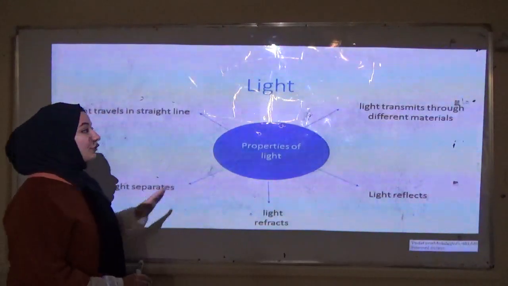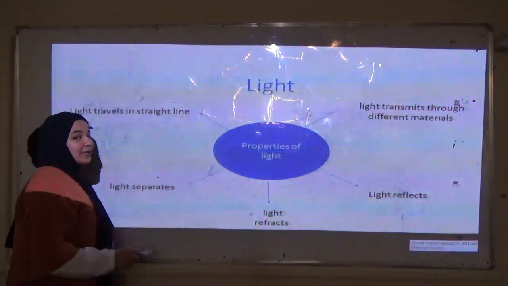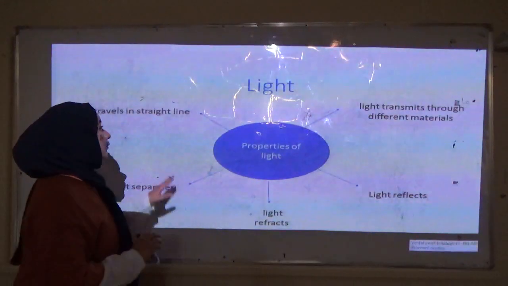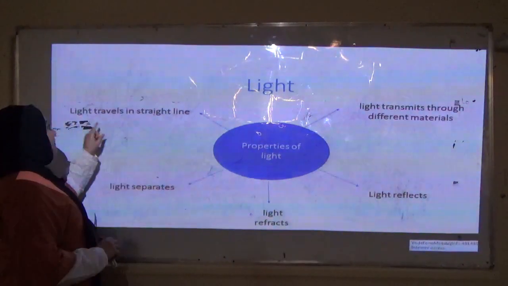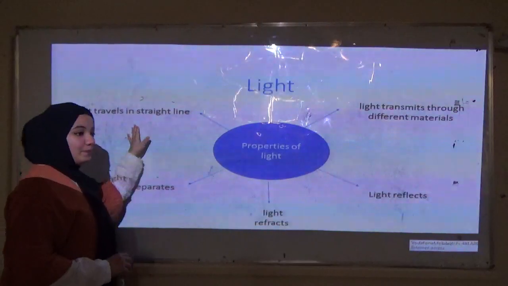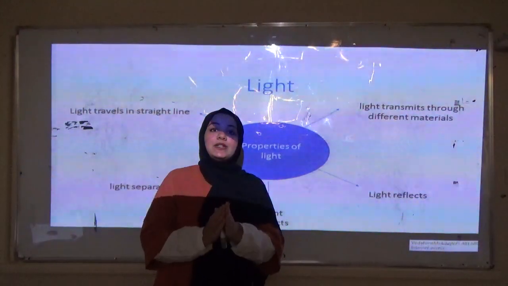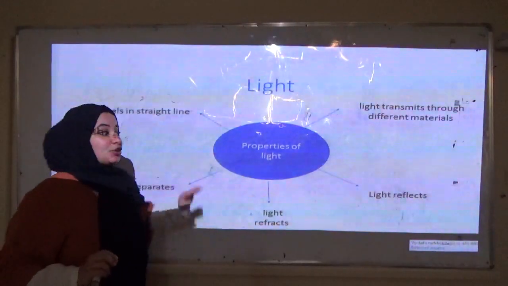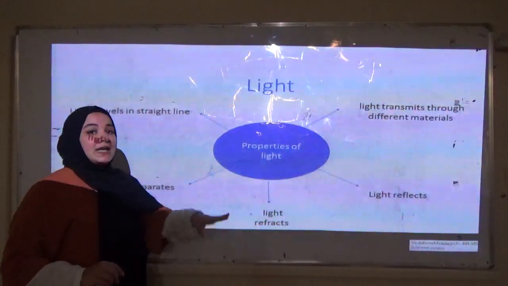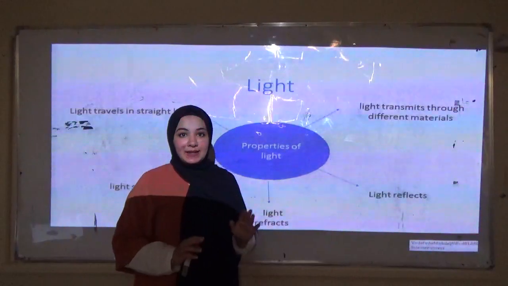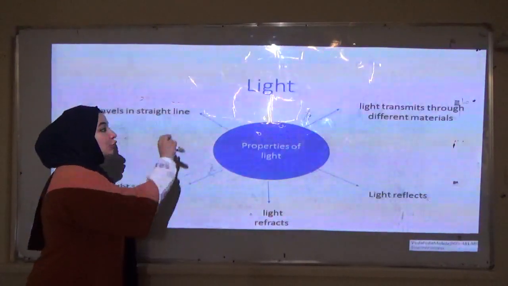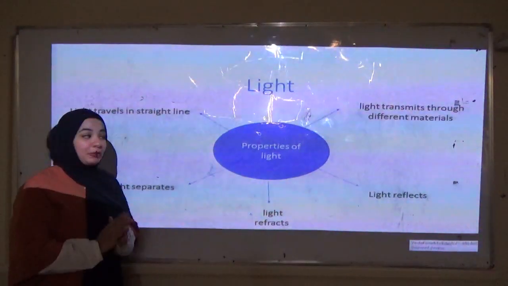The properties of light. I have 5 main properties of light. The first property of light is that light travels in a straight line. Light travels in what? In a straight line. Now we will take each property from these 5 properties and discuss it in detail, but I want you now to know the headlines for the 5 properties.